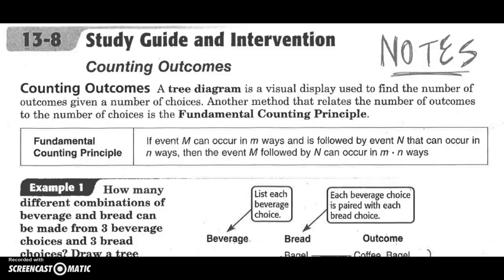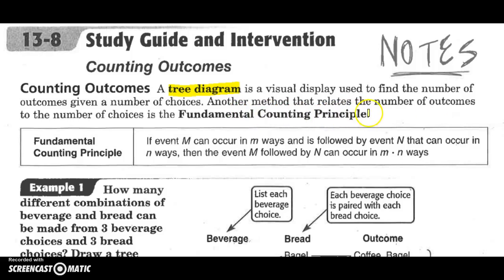Hello, pre-algebra students. We're ready for 13.8, where we are talking about counting outcomes. You should be familiar with the idea of a tree diagram. A tree diagram is a visual display used to find the number of outcomes given a number of choices.